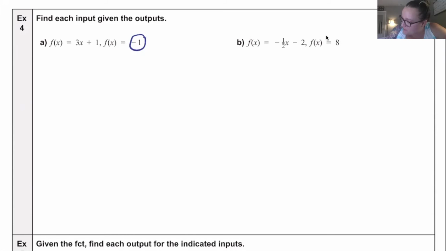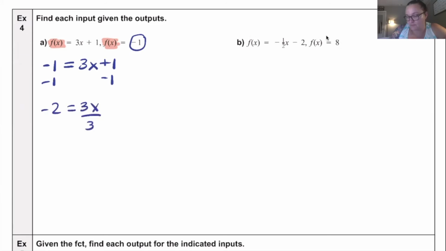Now notice, this equation is equal to f of x. Well, what do we know f of x is equal to? -1. So we're just going to use some substitution. So I'm going to replace f of x with -1, and that's equal to what f of x is equal to, 3x plus 1. Now we're going to solve for x. So -2 is equal to 3x. So x is equal to -2/3. So the input -2/3 would give us the output of -1. So f of -2/3 is equal to -1.